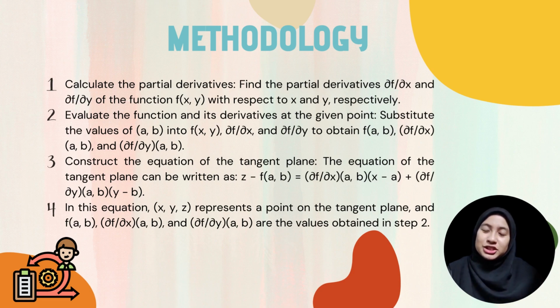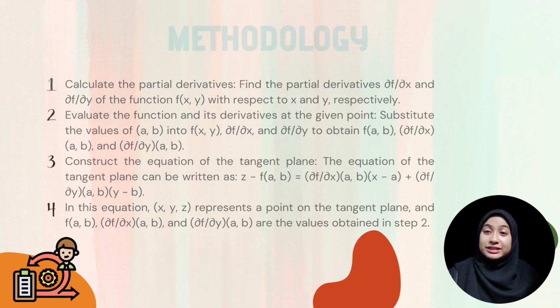After that, construct the equation of the tangent plane. The equation of the tangent plane can be written as z minus f(a,b) equals df over dx at (a,b) multiplied by (x minus a) plus df over dy at (a,b) multiplied by (y minus b). In this equation, (x,y,z) represents a point on the tangent plane, and f(a,b) and the derivatives are the values obtained in step 2.